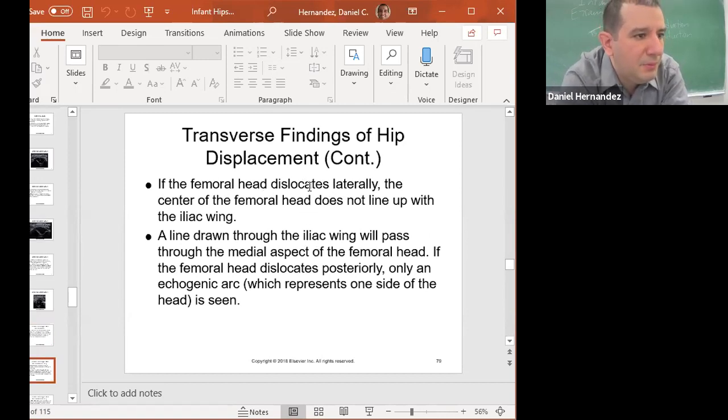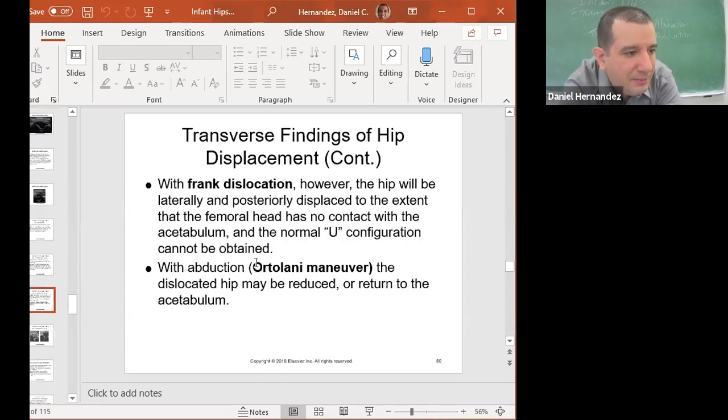So if the femoral head dislocates laterally, the center of the femoral head does not line up with the iliac wing. Draw a line through the iliac wing. A line drawn through the iliac wing will pass through the medial aspect of the femoral head. If the femoral head dislocates posteriorly, only an echogenic arc, which represents one side of the head, is seen.